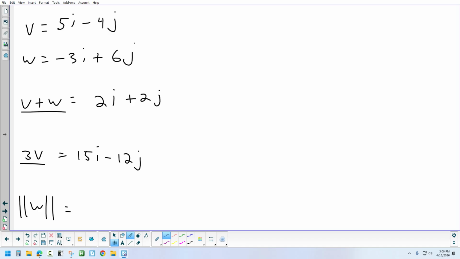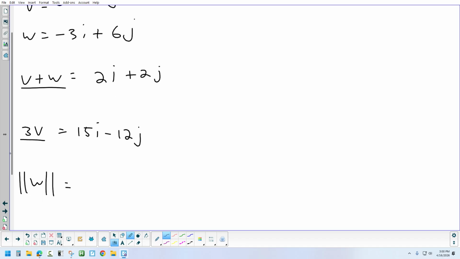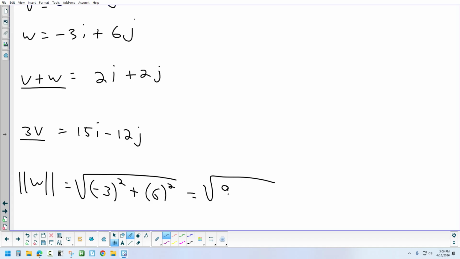And the last one is finding the magnitude of W. Travis, how would I find the magnitude of W? Is it the square root of -3 squared plus 6 squared? Yep. And what's -3 squared? 9. And 6 squared? 36. And that gives us a magnitude of square root 45.